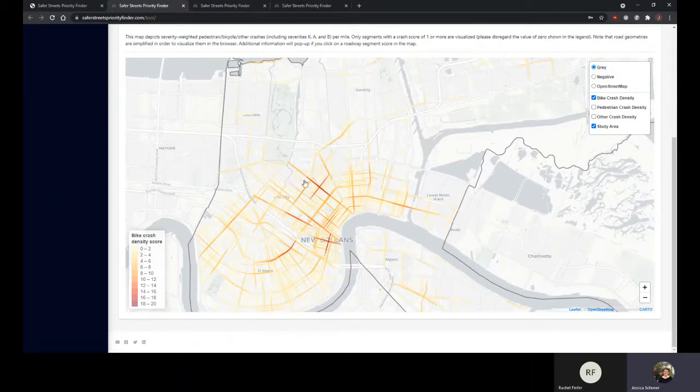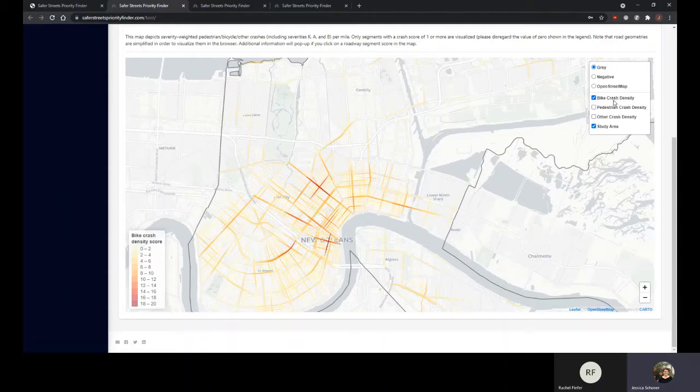Crashes tend to happen in corridors along roadways with similar characteristics. And so this helps you find those corridors where the greatest crash densities have occurred. As I mentioned, this is only looking at historic crashes that have already happened, so it's not helping you proactively target areas that haven't seen crashes yet, but it's still a really useful tool.